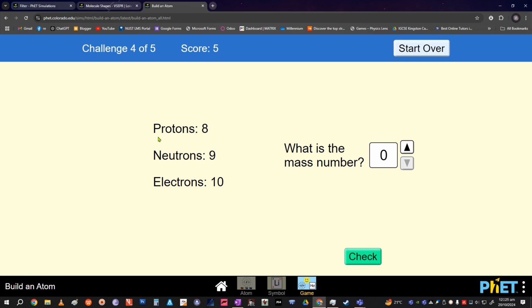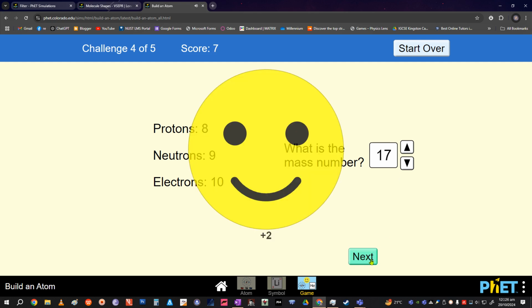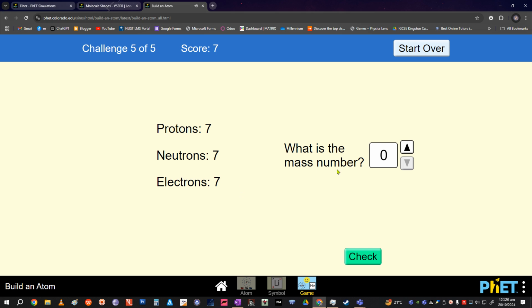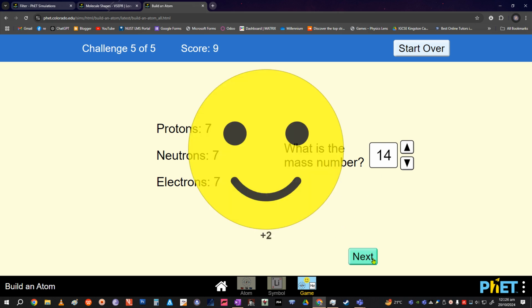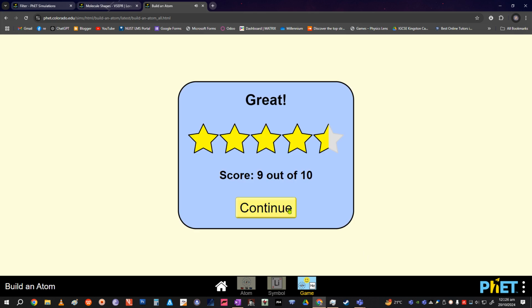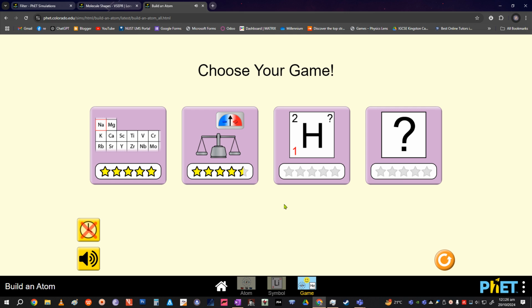Mass number is protons and neutrons summed up, right? So what is it now? 17. Okay, let me go to 17. We went to 23. 17. Perfect. Last one. What's the mass number? 14. Oh, we had one missed try. Okay, next one.